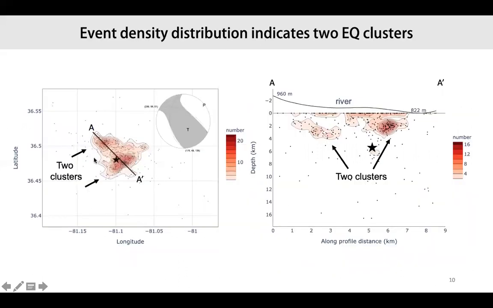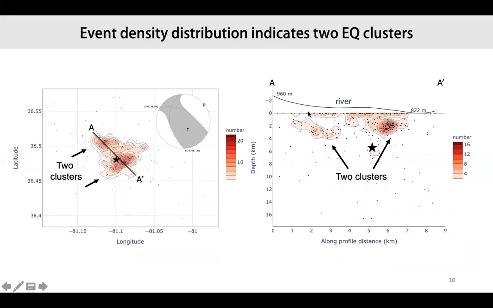Now let's come back to the spatial distribution of the earthquakes. Here is the density distribution of the earthquakes in our new catalog. You can see the density plot highlights two clusters, one in the north and one in the south. The main shock is located on the northern edge of the southern cluster, and the southern cluster seems to extend in the northeast-southwest direction. If we connect the two centers of the cluster, the direction is roughly aligned with the fault plane, striking 299 degrees from the USGS focal mechanism solution.